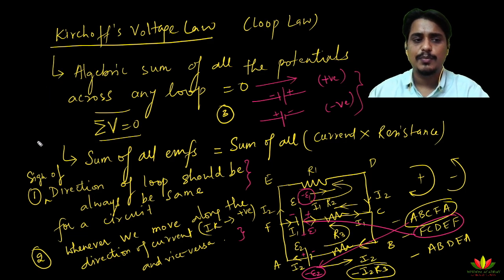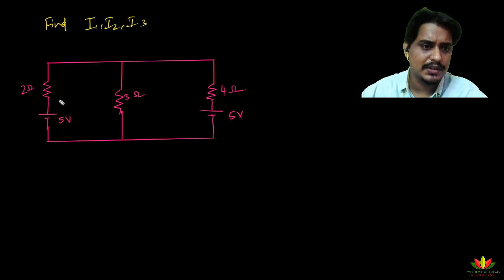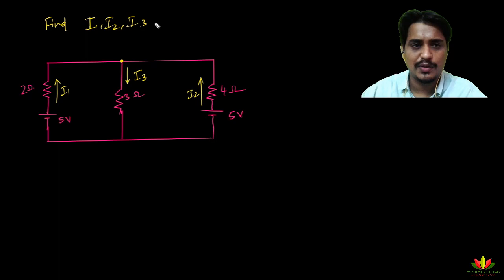So now we will solve some questions to understand it better. Let us see this question. In this, they have asked to find the currents I1, I2 and I3. So I1 is starting from here, I2 starting from here, and they both will meet at this junction, and I3 will come from here. They have asked in this question to find the values of I1, I2 and I3. So we can use Kirchhoff's law and we can find them.